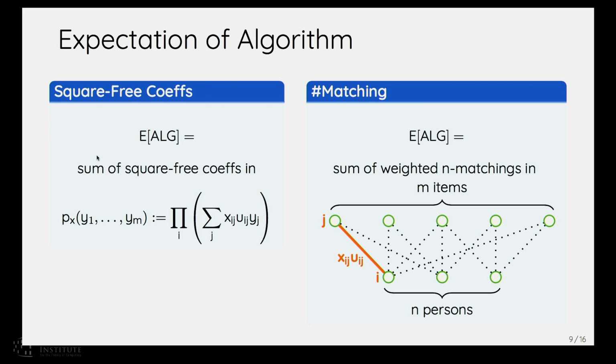And the weight of the edge ij is just the fractional value of item j given to i, xij, multiplied by its utility. So I'll prove that the expectation of the algorithm is exactly the sum of the weighted n matchings in this graph. Okay, so this is an unbalanced bipartite graph. One side has n nodes. So for each n matching, I multiply all of the weights and sum over all of the matchings, and this is going to be the expectation of my rounding algorithm.